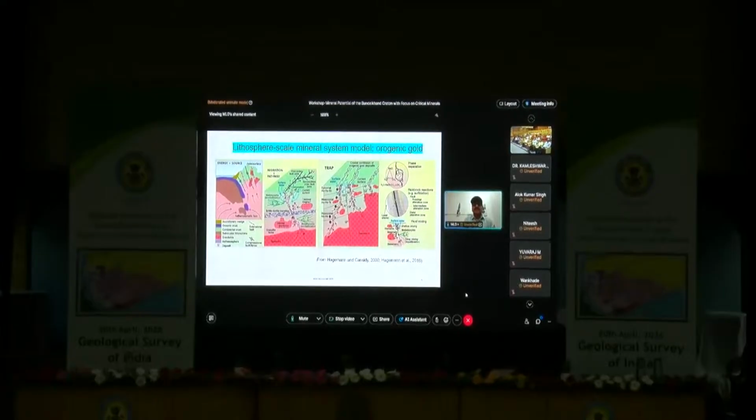Generally, when they reach the dilation zones and orthogonal structures, called the dilational jogs or antithetic faults, the pressure is released all of a sudden, the fluid starts boiling, and the metal precipitates. Whether it is gold or copper or any other metal, they work in the same pattern. Only the process differs, whether it is fluid mixing, phase separation, or any other process.